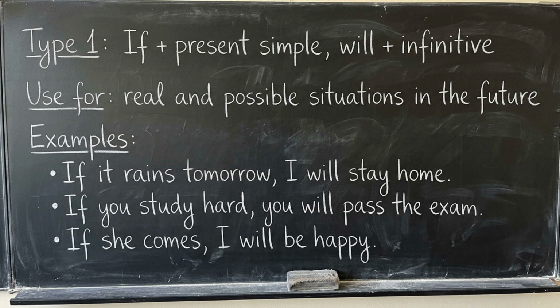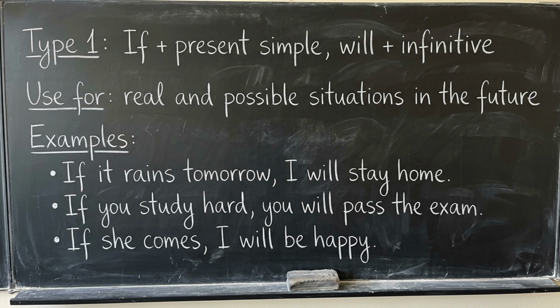Type 1 is for real possibilities in the future. The condition is possible. The result is a real prediction. The formula is if plus present simple, then will plus infinitive. For example, if it rains tomorrow, I will stay home. Rain is possible. If you study hard, you will pass the exam. Passing is possible if you study. If she comes, I will be happy. Her coming is possible.